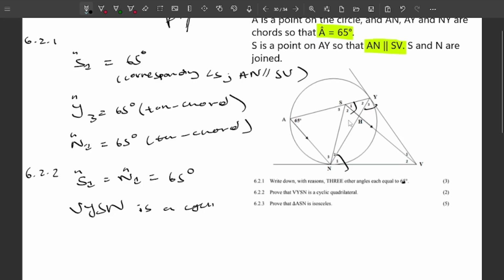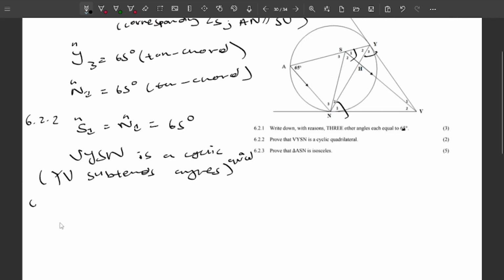Is a cyclic quad. What is the reason? The reason: converse, or should I say YV, let's just say YV, yeah. YV subtends equal angles, right? Or you could just say angles in the same segment, yeah. Subtends angles, right? Now let's move to the last question, which is 6.2.3. I'm sure someone has already done this question, but then let's do it quick.